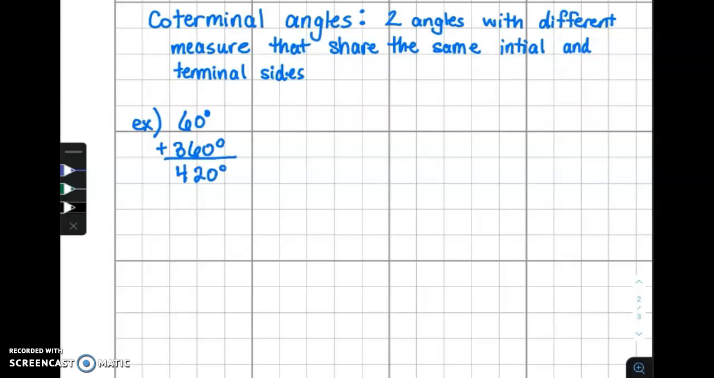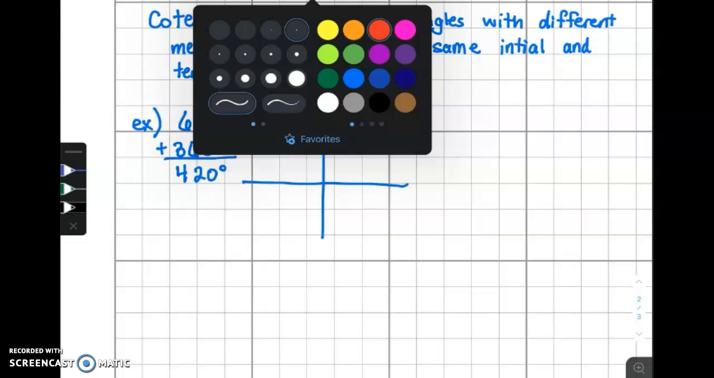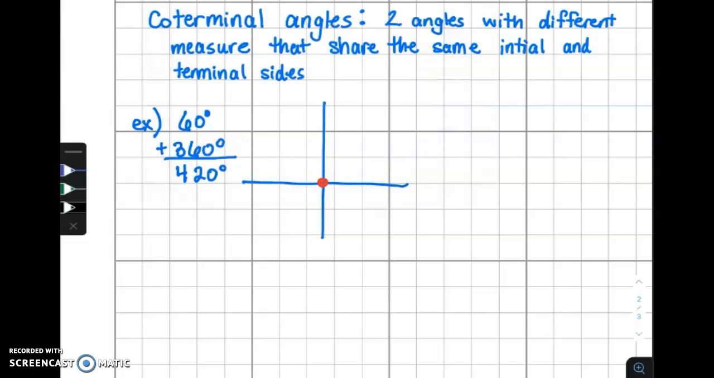So that tells me that if I were to graph 60 degrees, so initial or vertex at the origin, initial side on the positive x, and rotate 60 degrees counterclockwise, it terminates in quadrant 1, and that is 60 degrees.